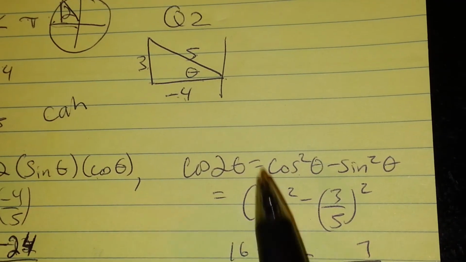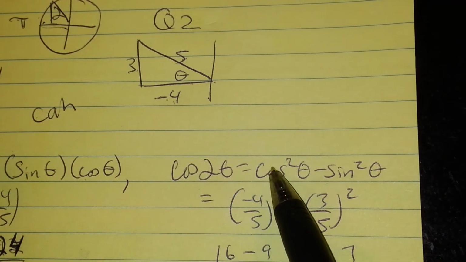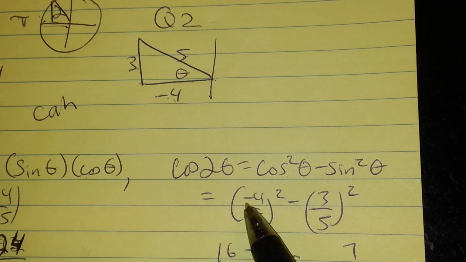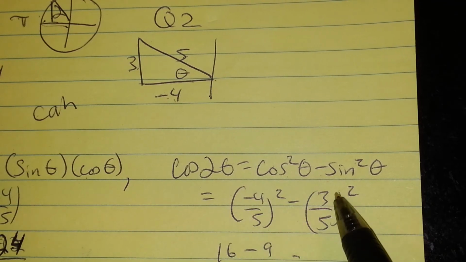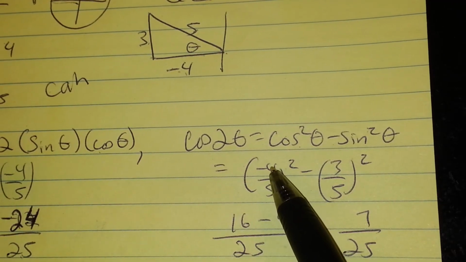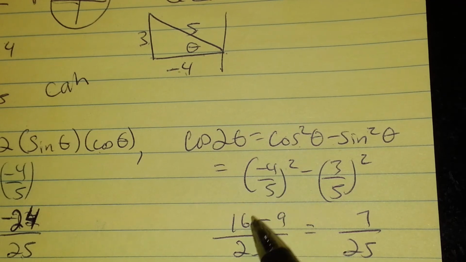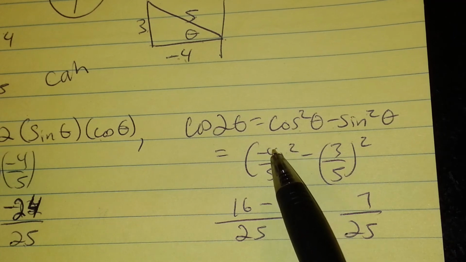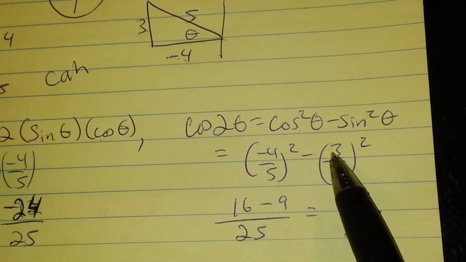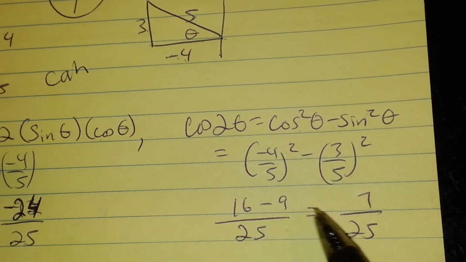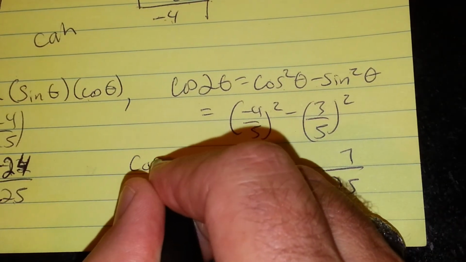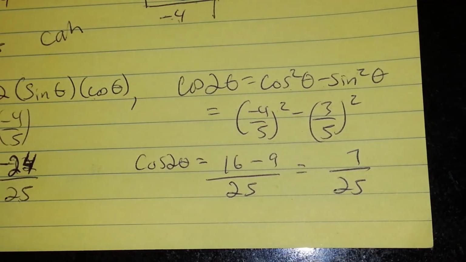Alright, here's cosine 2 theta. Remember, it's cosine squared theta minus sine squared theta. I take cosine, negative 4/5 squared, minus 3/5 squared. That's going to be 16 over 25 minus 3 squared, 9 over 25, which gives me 7 over 25. And that is cosine of 2 theta equals 7 over 25.